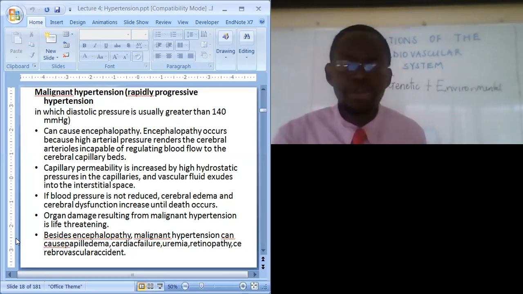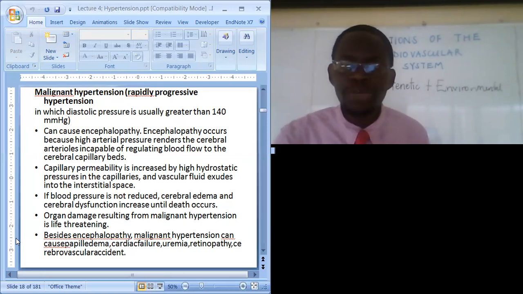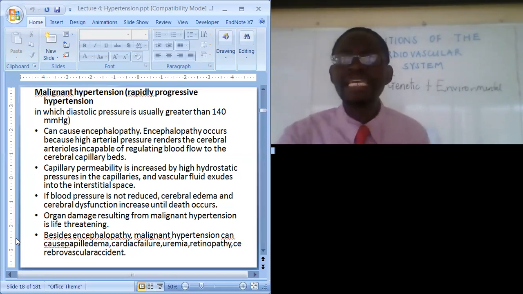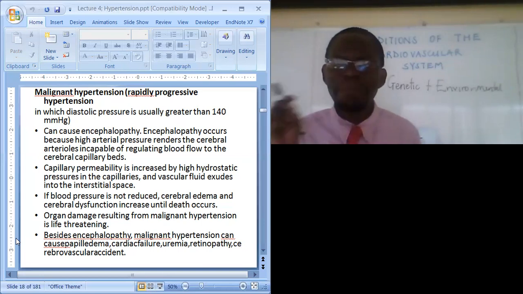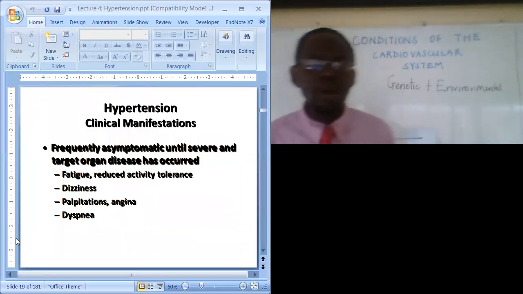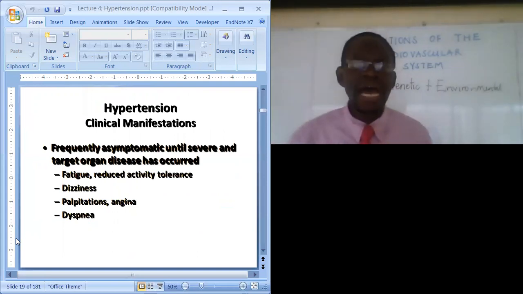It can even bring about cardiac failure and things like retinopathies and even cerebrovascular accidents. In other words, the patient might get a hemorrhagic stroke. Those arterioles might burst, and the patient gets a hemorrhagic stroke. Now, what are the clinical manifestations of hypertension?